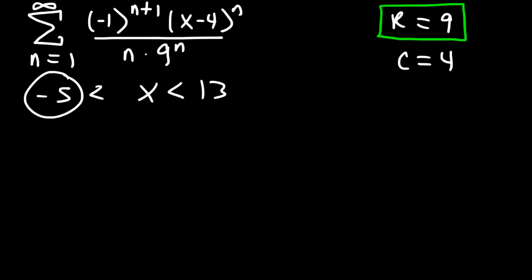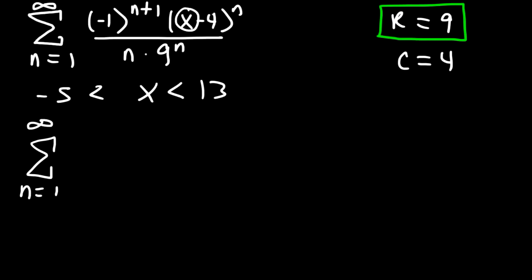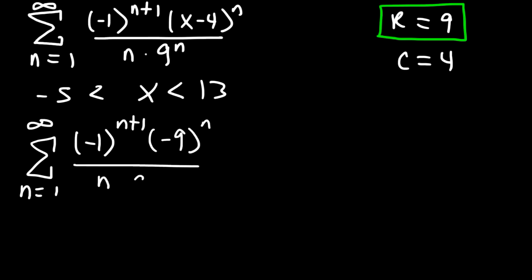So if we plug in negative 5, will it converge or diverge? So let's replace x with negative 5. So we're going to get the series negative 5 minus 4, that's negative 9 to the n. So we're going to have negative 1 to the n plus 1, and then negative 9 raised to the n over n times 9 to the n.